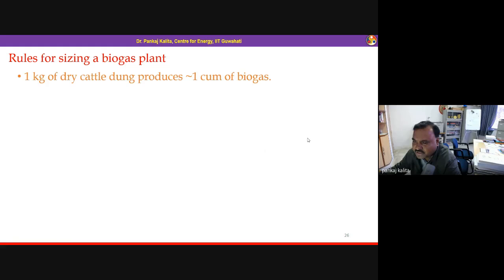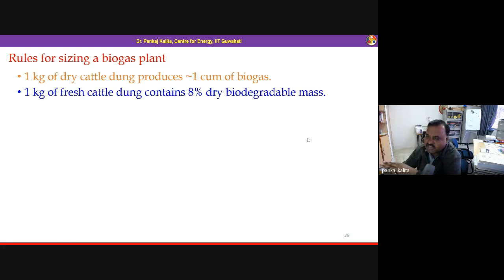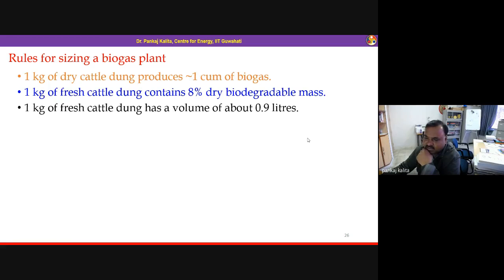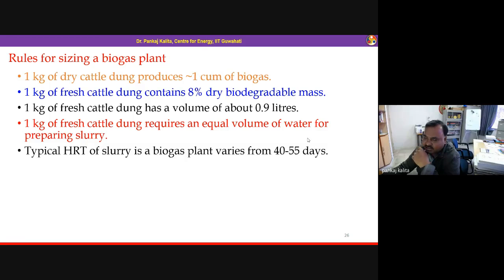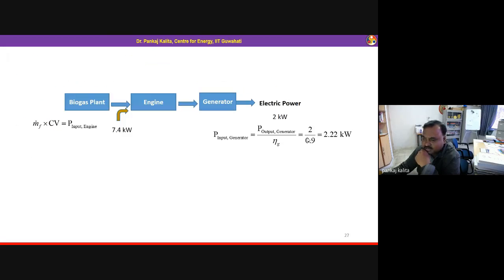There are some rules for sizing biogas plants. 1 kg of dry cattle dung produces about 1 cubic meter of biogas. 1 kg of fresh cattle dung contains about 8% dry biodegradable mass. 1 kg of fresh cattle dung has a volume of about 0.9 liters. 1 kg of fresh cattle dung requires an equivalent volume of water for preparing slurry. Typical hydraulic retention time may vary from 40 to 55 days. So if we take this problem, let us see what happens.